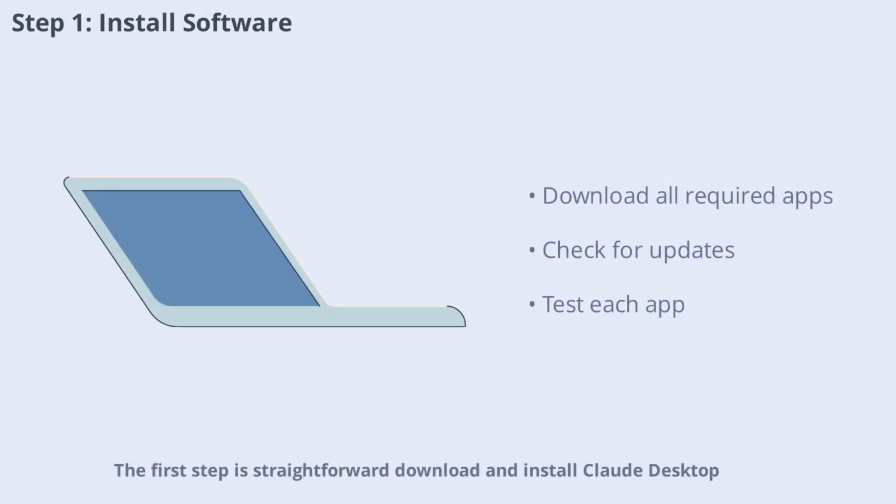First step is straightforward: download and install Claude Desktop, Power BI Desktop, and Visual Studio Code if you haven't already. These applications are essential for the integration process. Make sure each one is up to date to avoid compatibility issues later on. Once installed, open each application briefly to ensure they're working properly. With the software in place, you're ready to move on to the next step.